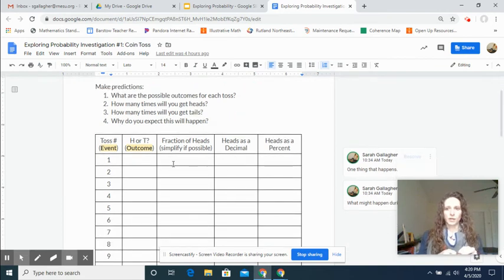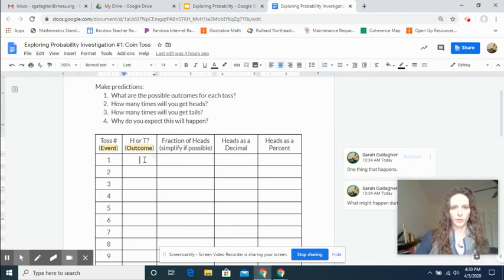Then as you toss, you could just throw it in the air, or you could do the official flip and then flip it over. So I got heads. As you toss, you're going to record what you got. For example, I put H because I got heads. The fraction of heads means, out of all the tosses that you've done, how many of them were heads. So right now, I had 1 head out of 1 toss. In a decimal, that would be 1.0 because 1 over 1 is 1. And as a percent, that would mean 100%.